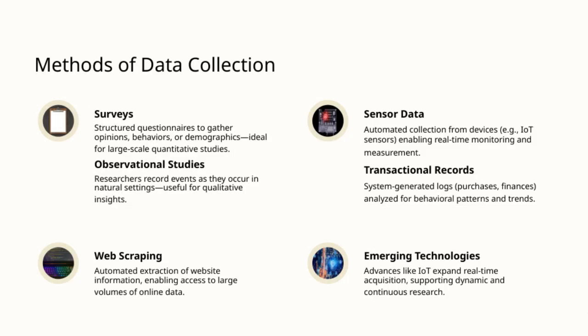Let's take a closer look at some emerging technologies that are really transforming data collection today. Advances like the Internet of Things, or IoT, are expanding our ability to acquire data in real time, which supports more dynamic and continuous research efforts. This means we can gather information as events happen, rather than relying solely on static datasets.